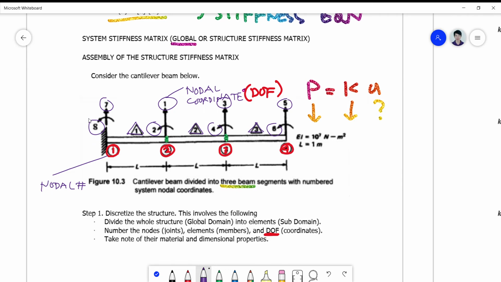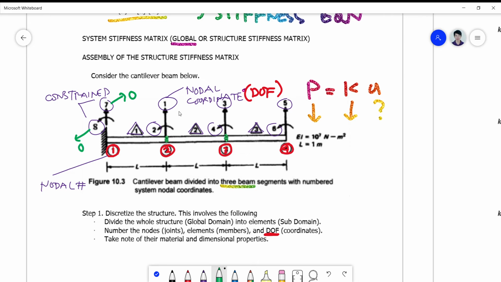So this is a constrained DOF. Actually, class, in other references, they use the number 0, converting this to 0, which means this has no movement.